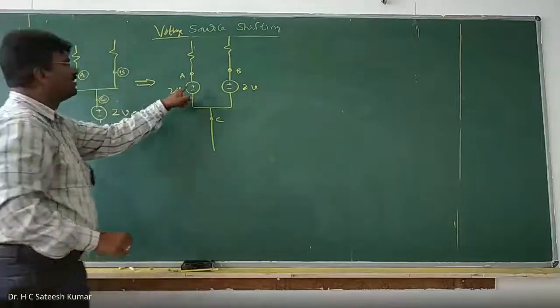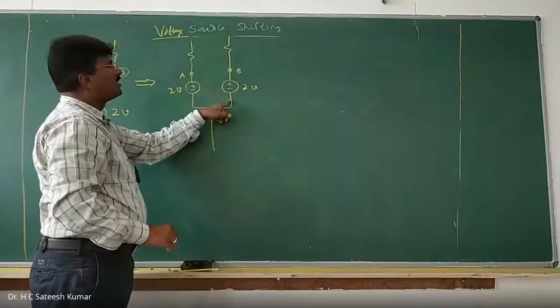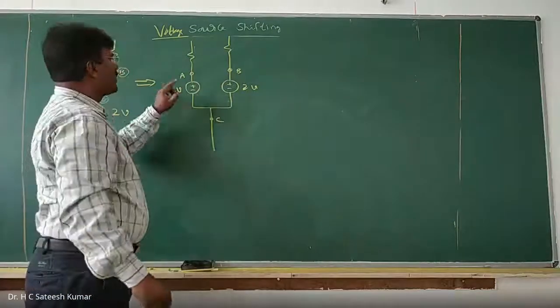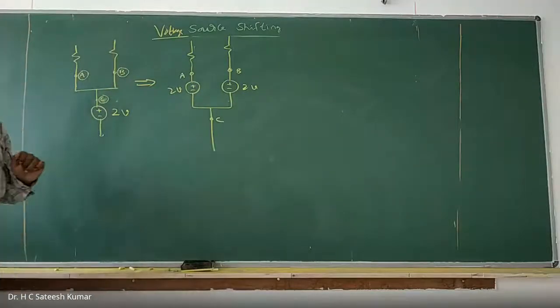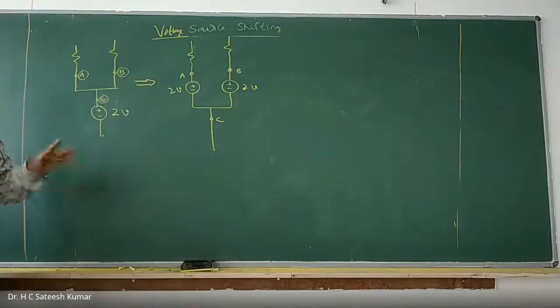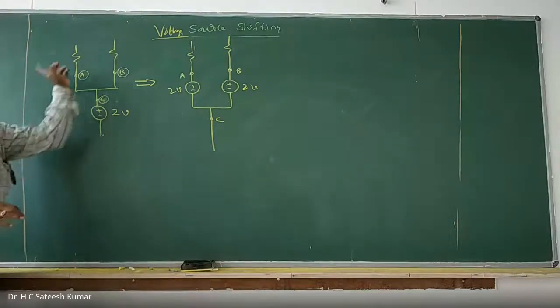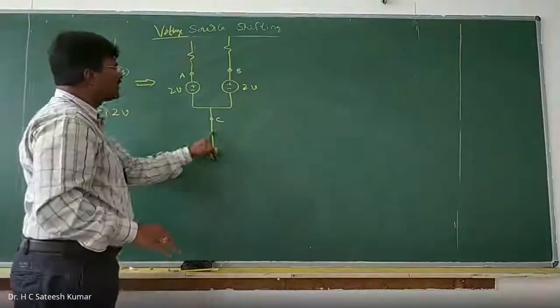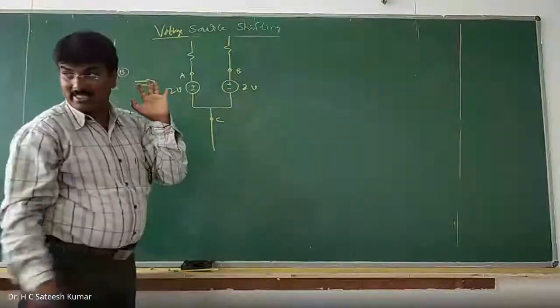Now you see this 2 volts is 2 volts. Here also 2 volts. Now see, why did we do this? In this source, I don't have a resistance in series with the voltage source, so I cannot do source transformation. Now what I did, I shifted this source to this one. The voltage source is shifted here without disturbing the KVL or KCL.